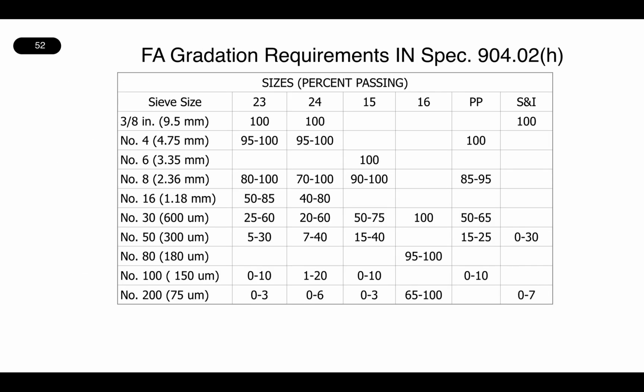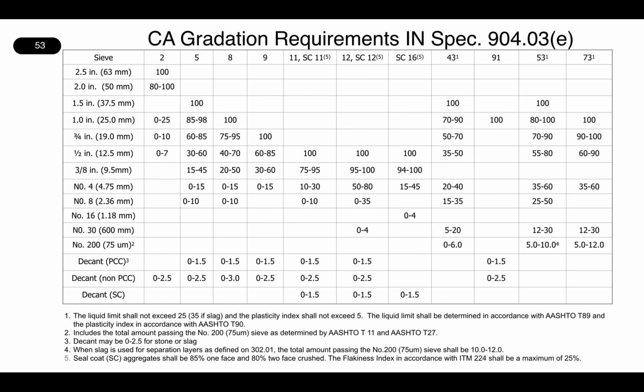And here's the Indiana specs for gradation for fine aggregate. Again, this chart can be found in 90402. And for coarse aggregate requirements, again, this can be found in 90403. And this shows the different coarse aggregate state specification products and the required gradations associated with those products. And then the footnotes down there at the bottom can be important to read through as well.